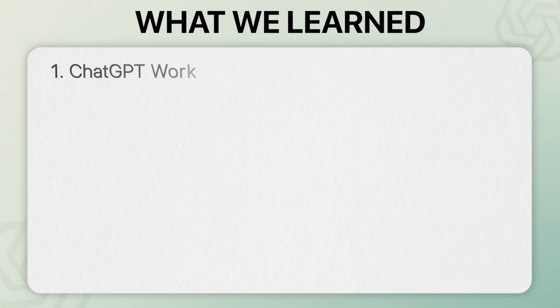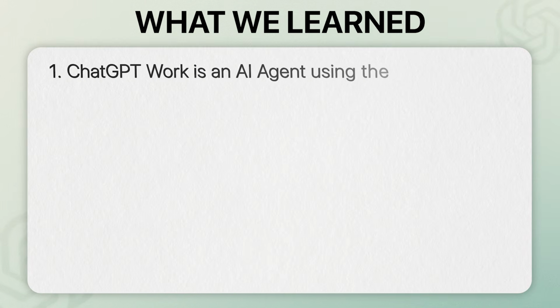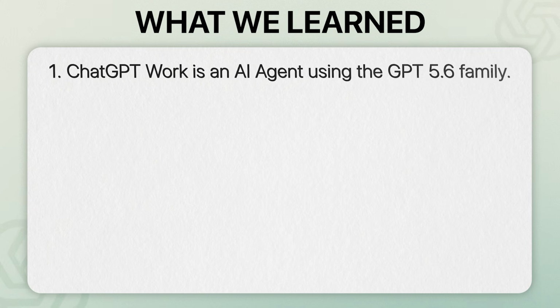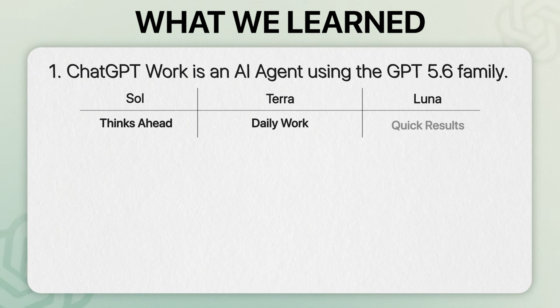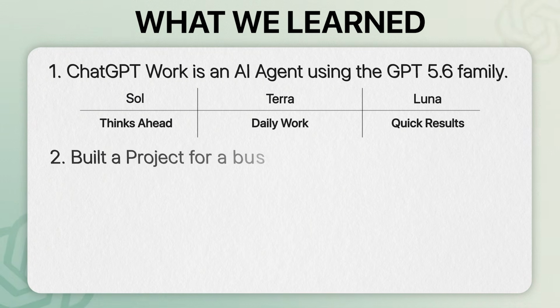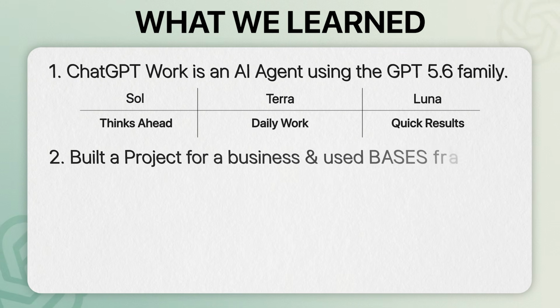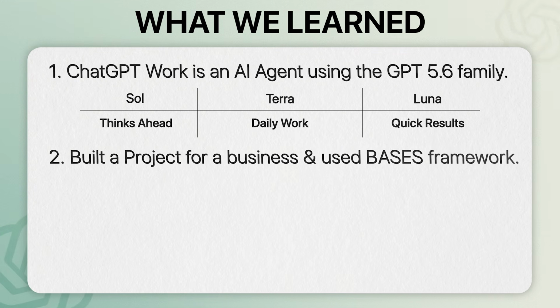Alright, here's a quick recap so you don't forget anything. ChatGPT Work is an autonomous AI agent powered by the GPT 5.6 model family, which includes Sol, Terra, and Luna. We clearly saw that Sol thinks harder and delivers more polished, complete work, while Luna is faster for quick tasks. Then we built a real project around a lawn care business, gave it an actual business profile built using the Bases framework that covered pretty much everything.